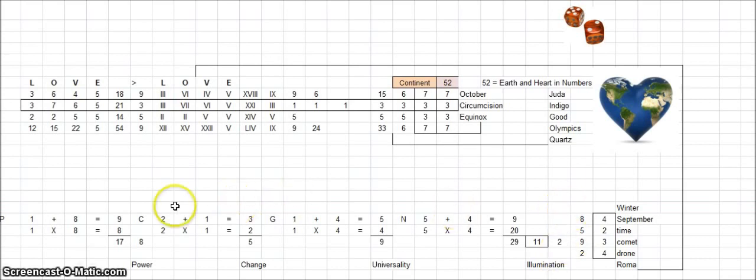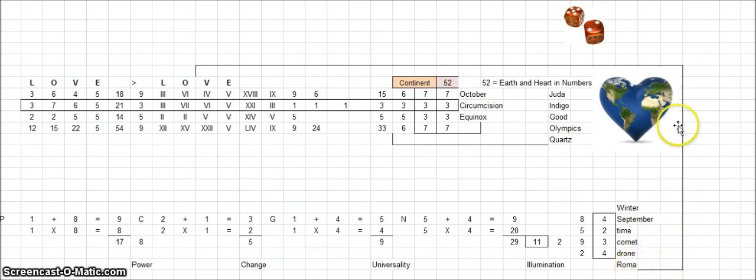Anyway, this is kind of strange for this to happen, but when I took the 4 numbers like I would normally do in my system, it came out with a different bottom number, which, you know, whatever, that's fine. But when I reversed it, it came out to something that I would find in my code. And of course, these are half matches to it because I don't have another side to match, and we end up with winter, September, time, comet, drone, and Roma, which is another word for Rome.